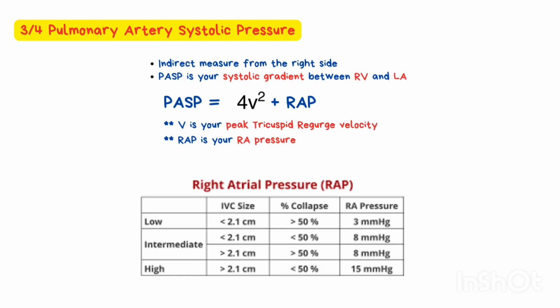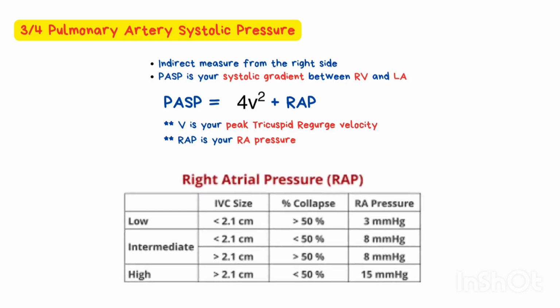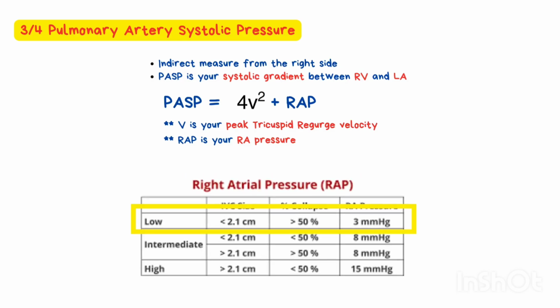If the IVC is small and collapses completely, the right atrial pressure is likely low. If it's dilated and doesn't collapse much, the pressure is elevated. The ASE provides a reference table to estimate RAP. For example, an IVC diameter less than 2.1 centimeters that collapses more than 50% with a sniff suggests a normal RAP of around 3 millimeters of mercury.